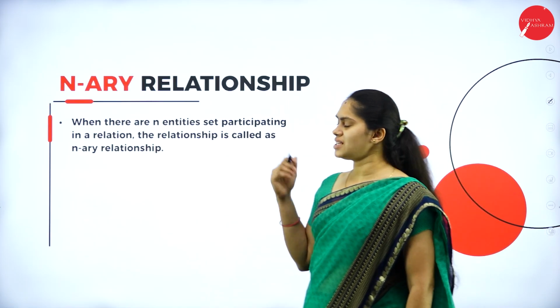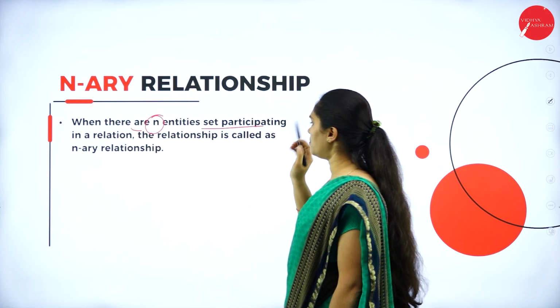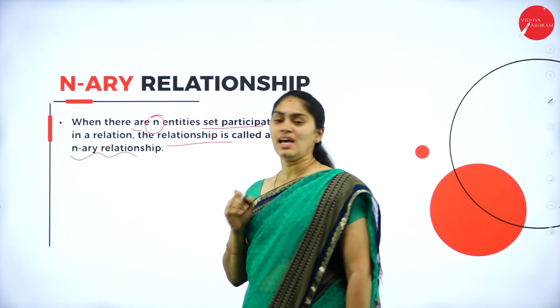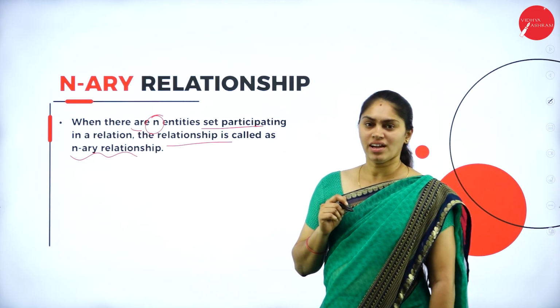Then what about n-ary? More than 3. When there are n entity sets participating in a relationship, we say that kind of relationship is an n-ary relationship. These are regarding the degree of a relationship.